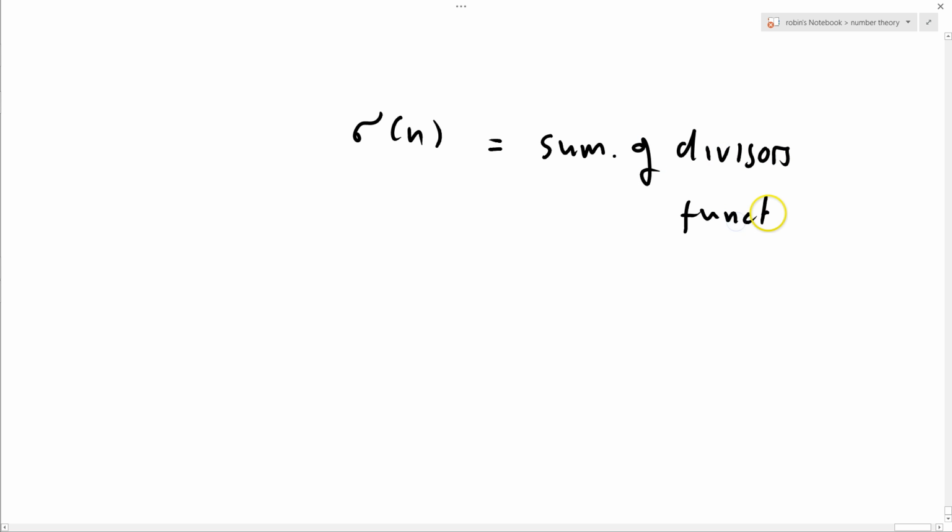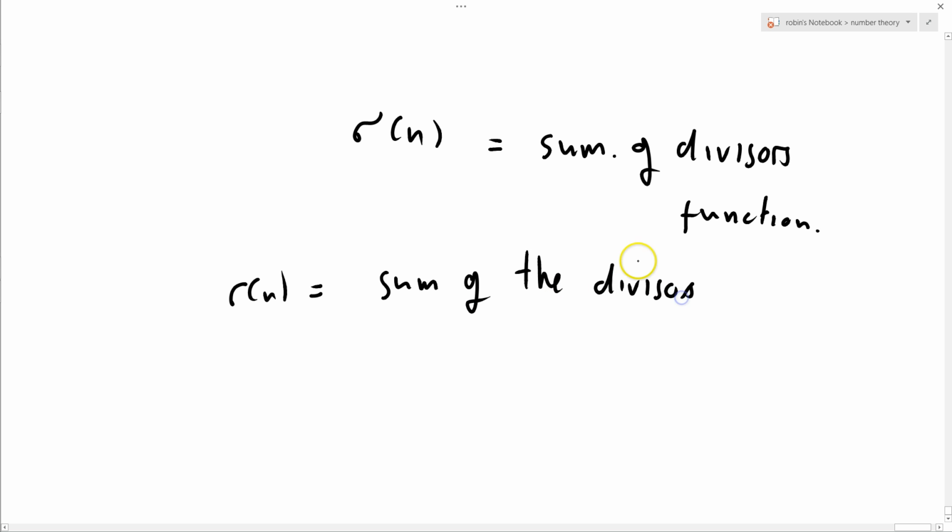Okay, we've talked about the number of divisors function, tau or d, and now I'm going to consider sigma of n, which is another number theoretic function, the sum of divisors function. So sigma of n equals the sum of the divisors of n. It's the Greek letter sigma.